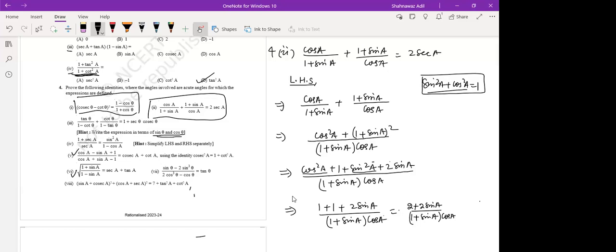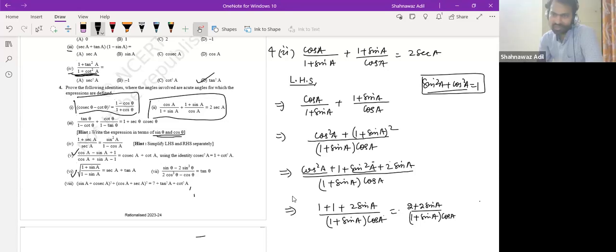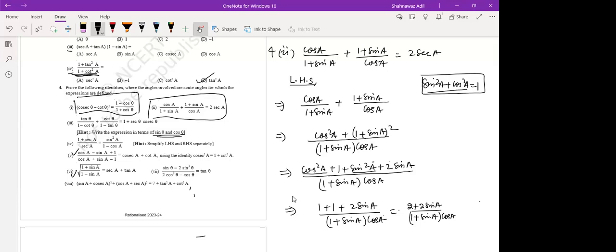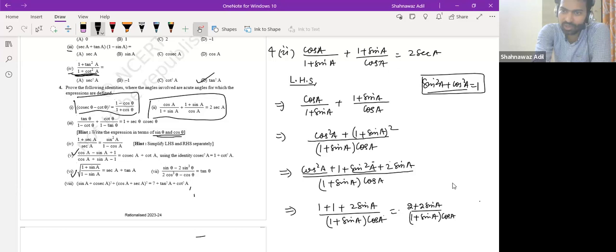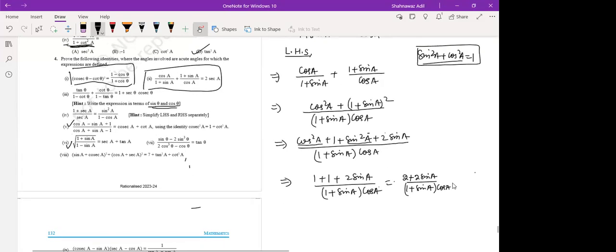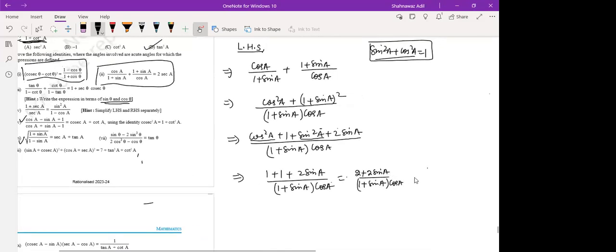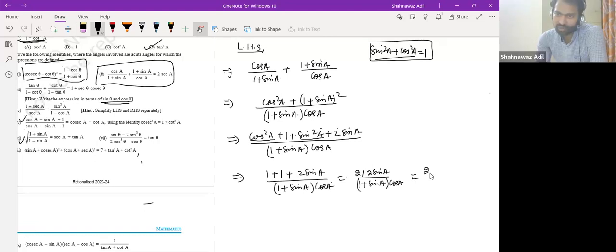2 plus 2 sin A. What is the thing which is looking common? 2 is appearing in both the terms, so we can take it out. We can take the common. So this is common, and then what do we have?